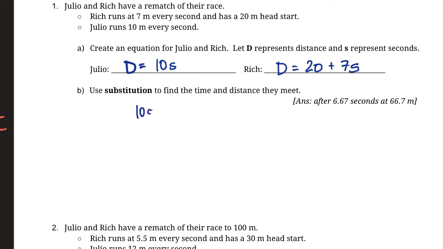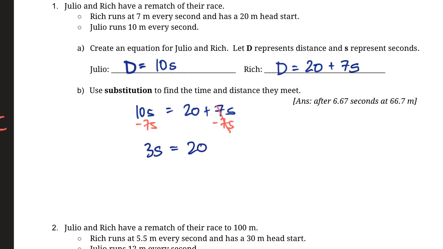So we know 10s is going to be equal to 20 plus 7s. And then I want to get the variables on the same side. So I want to get the 7s to the left side. So I'm just going to subtract 7s from both sides to get rid of those. What am I left with? Well, 10 minus 7 is 3s, and on the right side, what's left is 20.